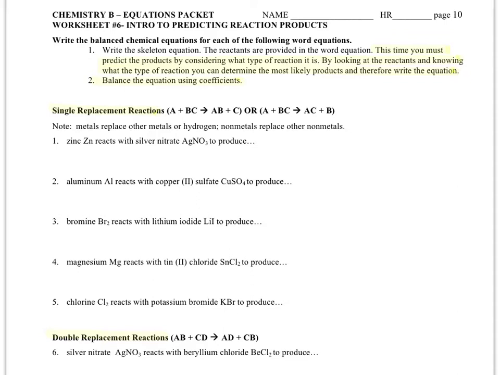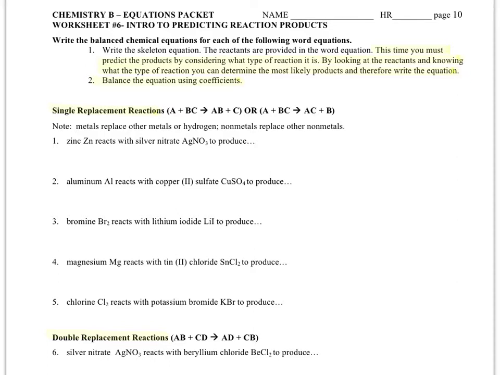This is worksheet 6 of the equations packet, and in this worksheet we are going to continue with the theme of balancing reactions, but we are going to take it one step further. In this worksheet you will be told the reactants of a reaction, and then you will be asked to predict what the products will be based on what type of reaction it is.